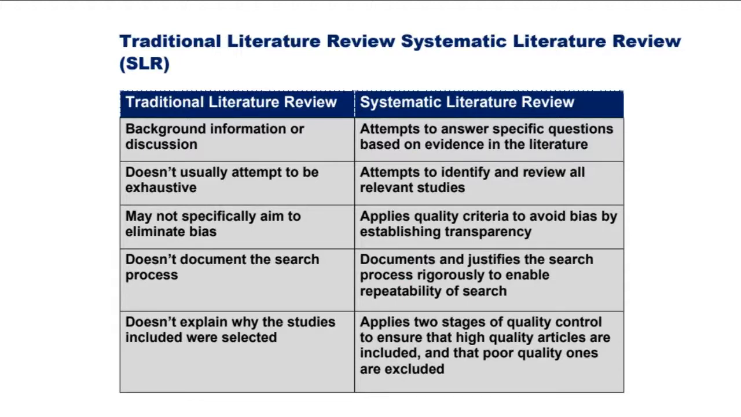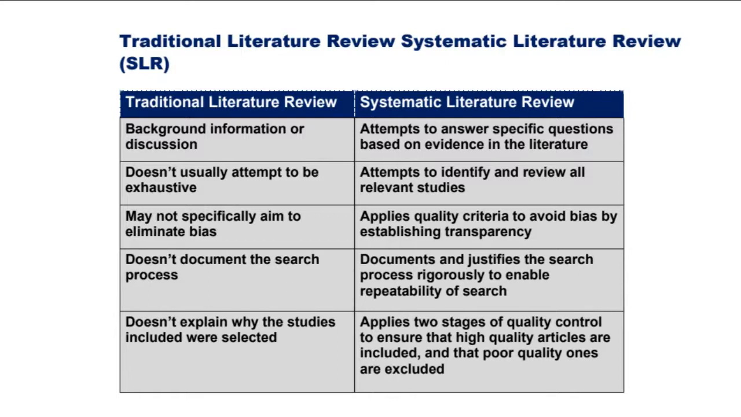Traditionally, when we are doing a literature review, which is part of the second chapter of your thesis, we generally conduct it based on some background information or discussion that we had with our supervisors, whereas a systematic literature review attempts to answer specific questions based on evidence in the literature. That means that when you start a systematic literature review, you must have specific review questions that you will use to read the literature and find answers to. So that's the first difference.